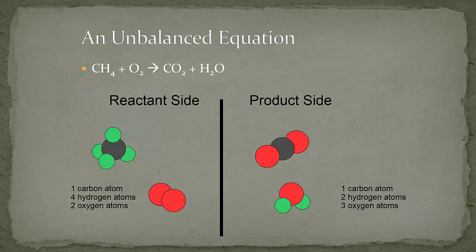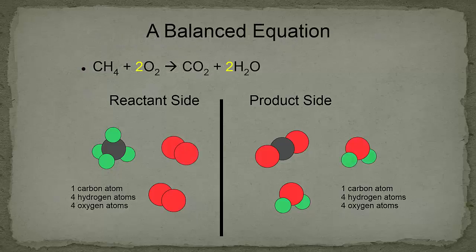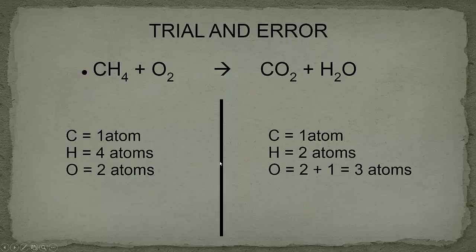If we are going to balance this equation, the result will be this. Let me show you the process of trial and error. This is the unbalanced equation earlier. First, you list all the elements in the chemical equation. On the left side, or on the reactant side, we have carbon, hydrogen, and oxygen. And of course, on the right-hand side, we also have carbon, hydrogen, and oxygen. So you are going to list this identically.